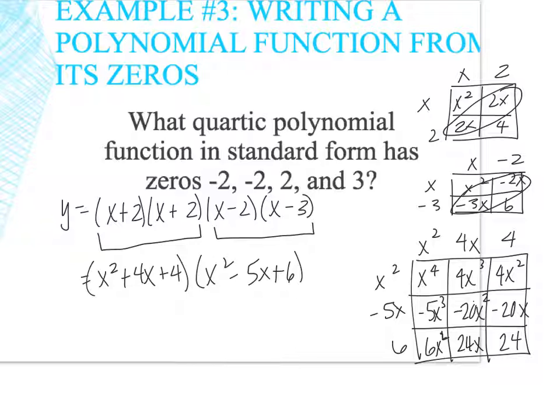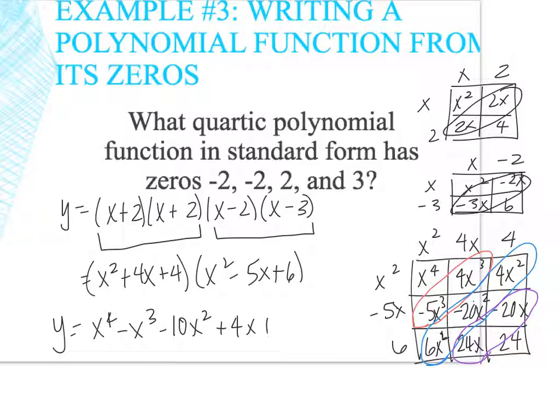And again, our diagonals are still like terms, so I have the x to the 4th. Here's my x cubed. Here's my x squared. Here's my x. So if I combine those like terms, y will equal x to the 4th. If I add my x cubes, that's going to give me negative x cubed. If I add my x squareds, that's going to be 10 minus 20, that's going to be negative 10x squared. Keep going. That's going to be plus 4x and then plus 24. So there's our answer.